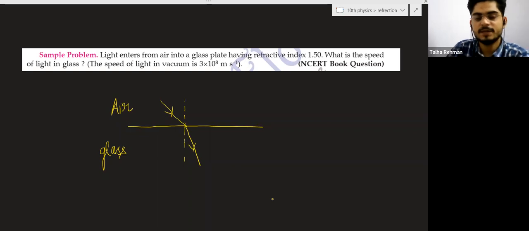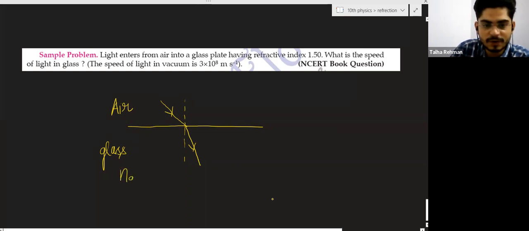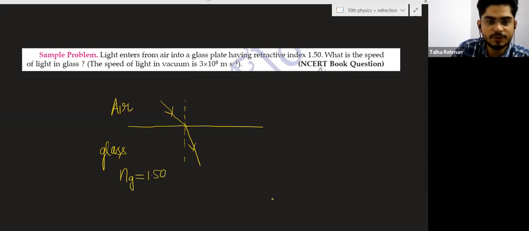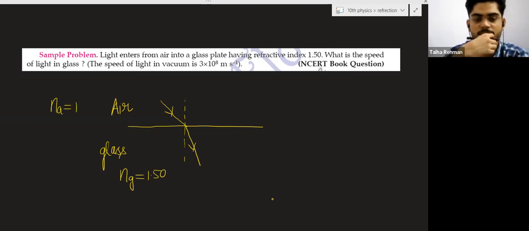So light is traveling from air to glass, and they are saying light enters from air into a glass plate having the refractive index, and this refractive index of glass is given as 1.50. And we know that the refractive index of air is equal to 1. Refractive index of air is 1.